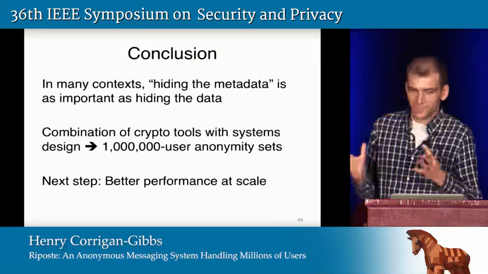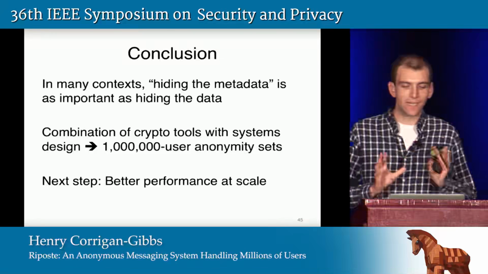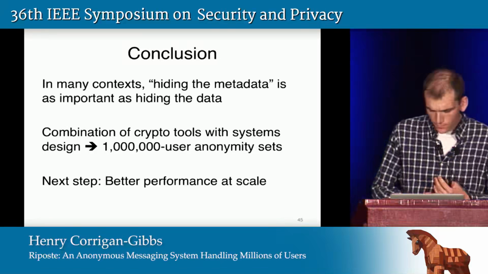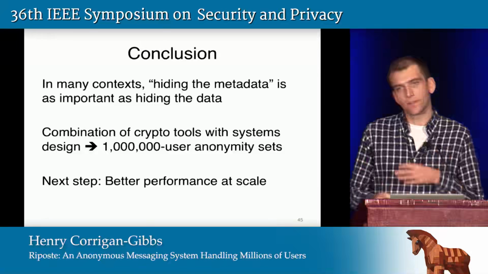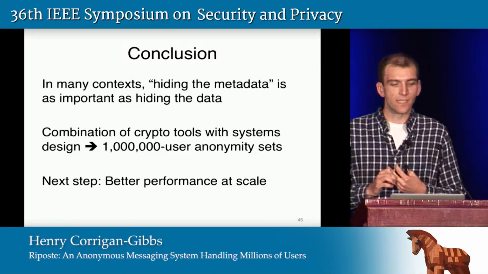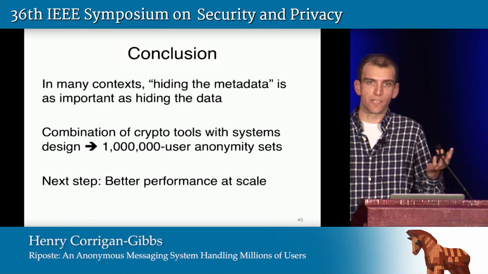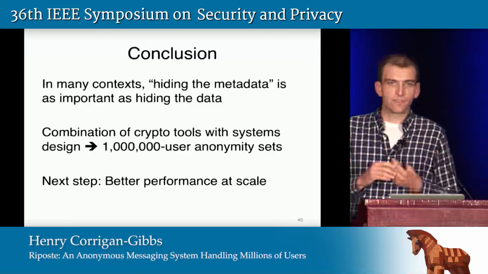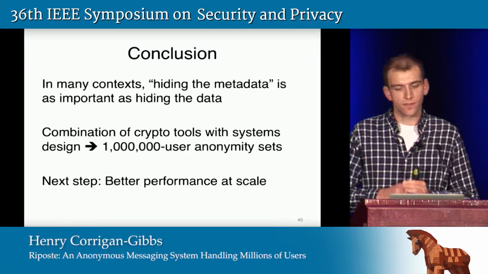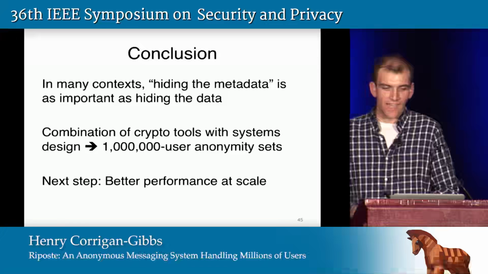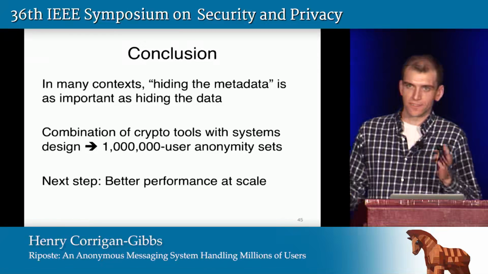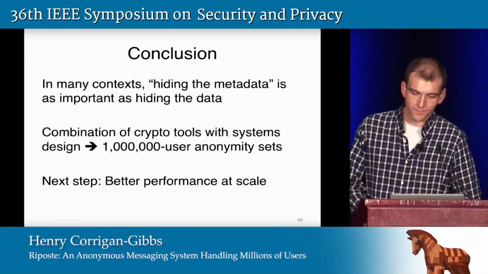So I've tried to argue that hiding the metadata is, at least in many contexts, just as important as hiding the data itself, hiding the payload. And with this system called Riposte, we've shown that a combination of cryptographic tools and systems design principles can let you create these million user anonymity sets, which I should point out is something like 2 orders of magnitude larger than you can do with prior work that has the same security properties. And of course, the next step is to try to make this thing even faster, handle even larger messages with an even larger number of users.